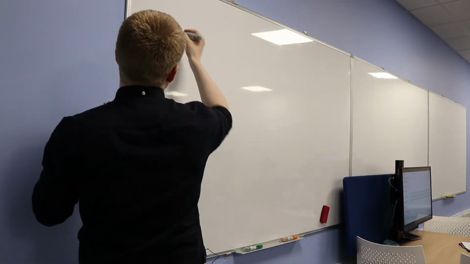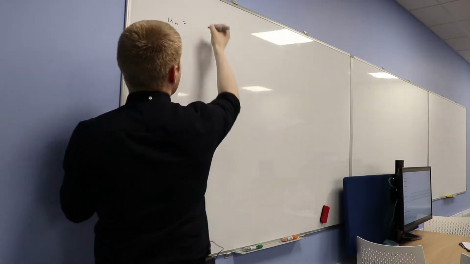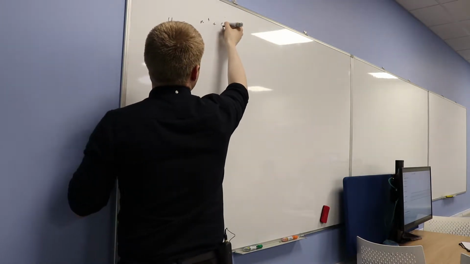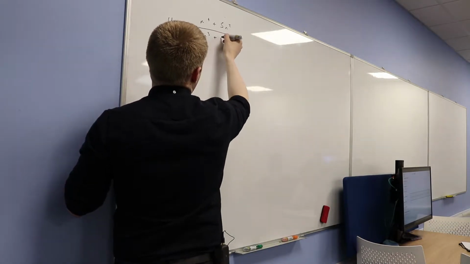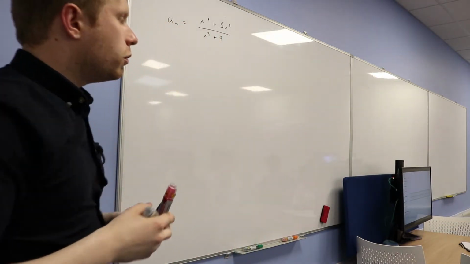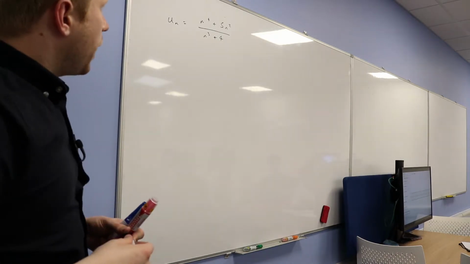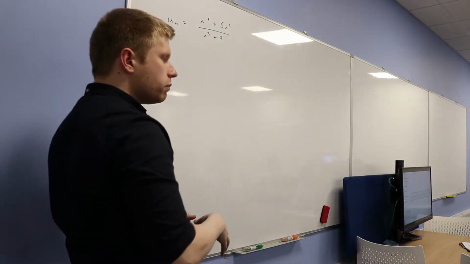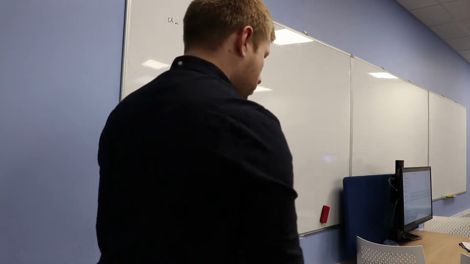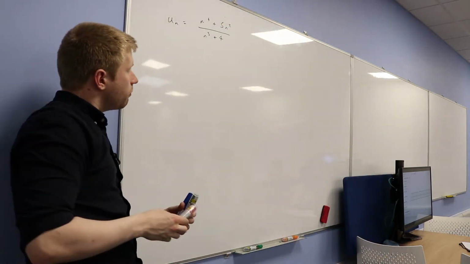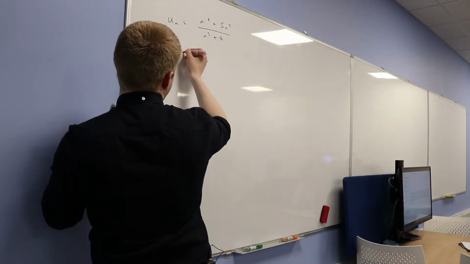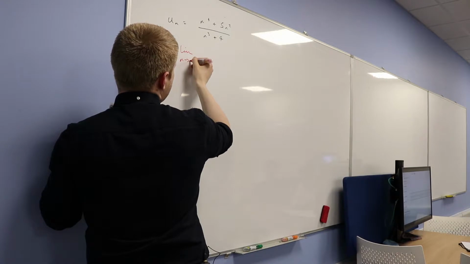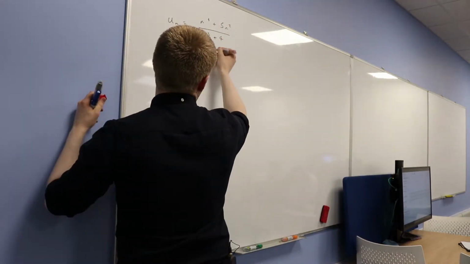So let's suppose we have u_n is equal to n to the 4 plus 5n squared, all divided by n cubed plus 4. So, how are we going to test whether this is convergent, divergent, or periodic? We do our limit test, right? So we take the limit as n approaches infinity. In other words, what happens as we consider more and more terms of this thing?